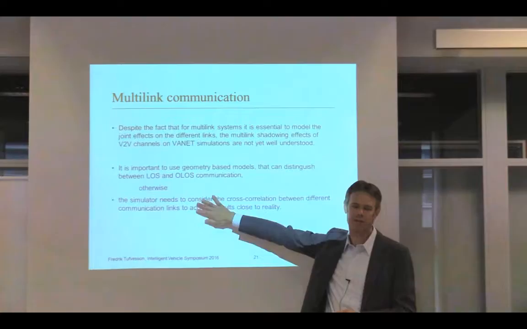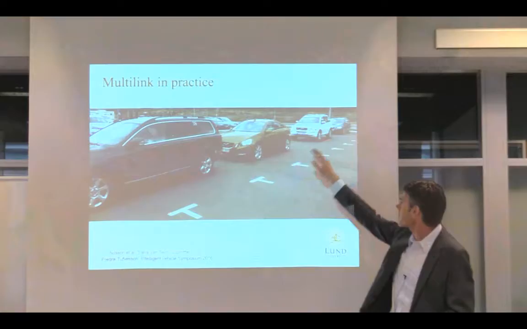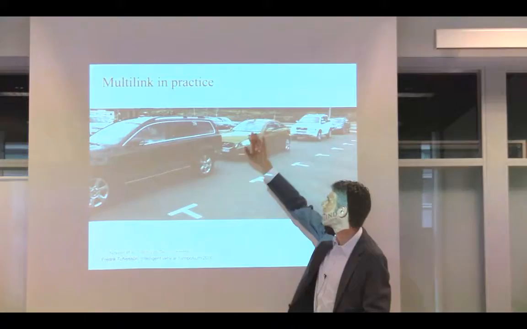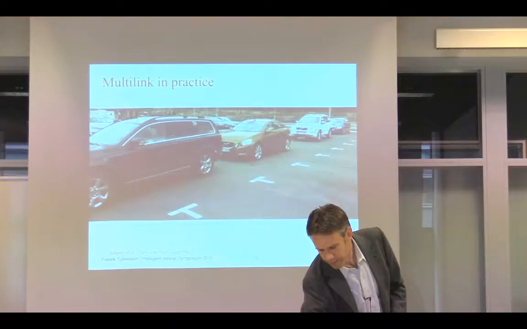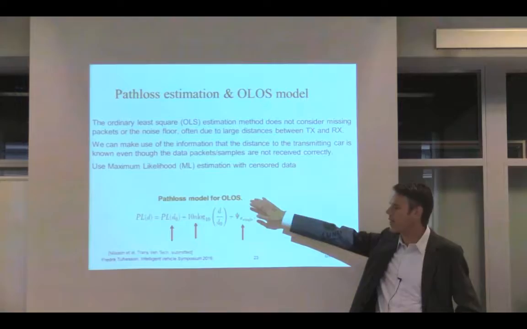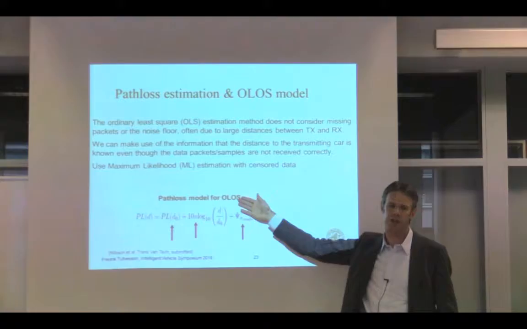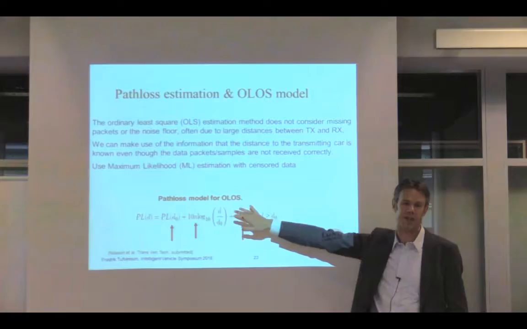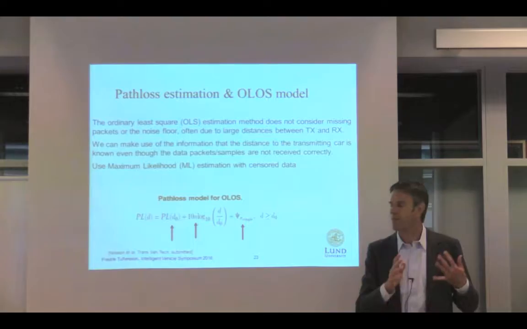Let's look at some example. This is a convoy with 4 passenger cars, and we are communicating between this and this, that and that, and that and that, and all the combinations that we can think of. If we look at the obstructed line of sight, we usually distinguish between obstructed and non-line of sight. With obstructed line of sight, we mean obstructed by other vehicles. With non-line of sight, we usually refer to the fact that we are shadowed by a building or some very large object.